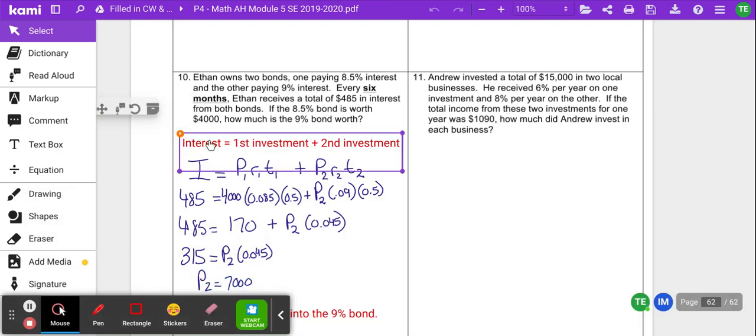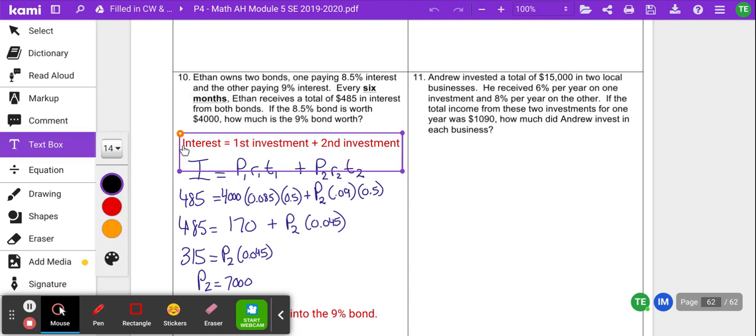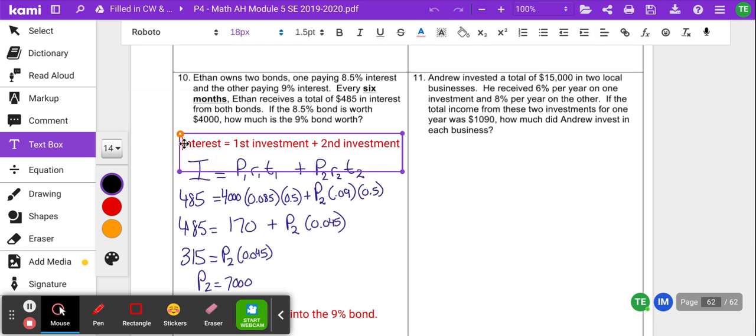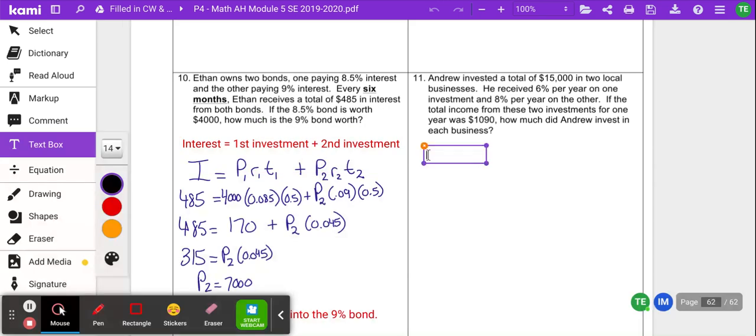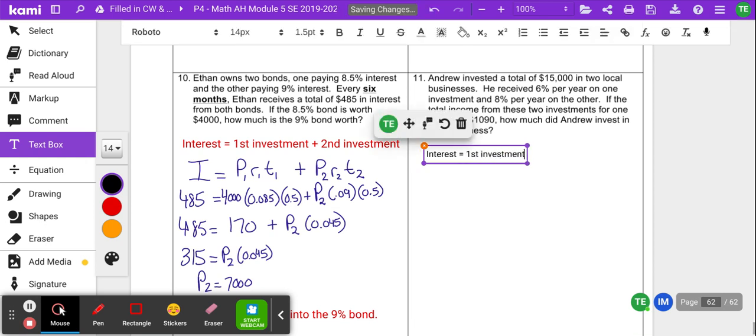Our interest is coming from two different investments. So I'm going to go ahead and copy this and paste it over. It's not letting me copy. Okay, never mind. I'm just going to write it out. Our interest is coming from the first investment plus the second investment.